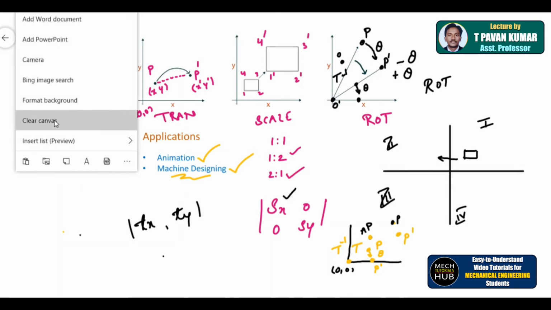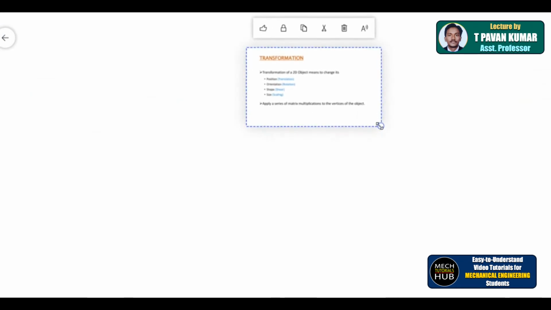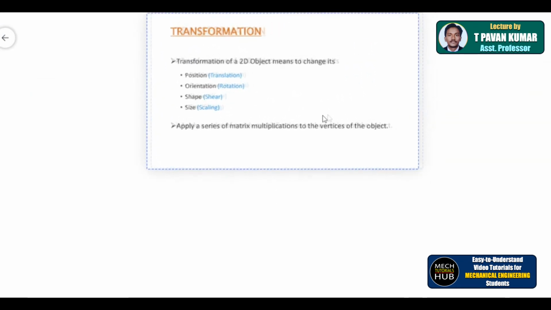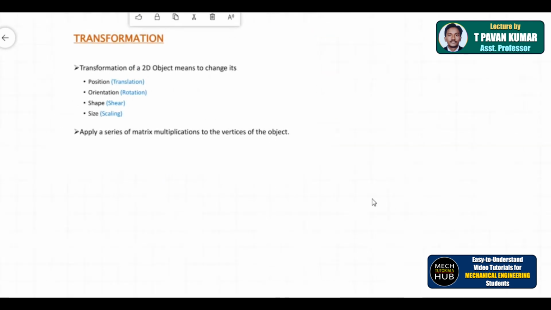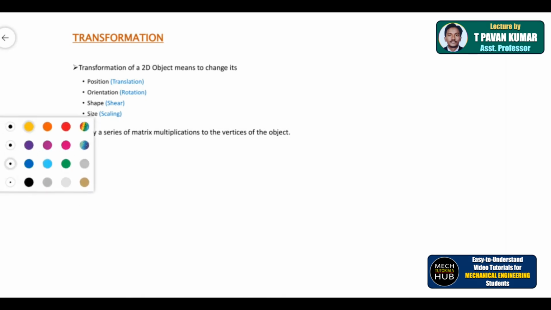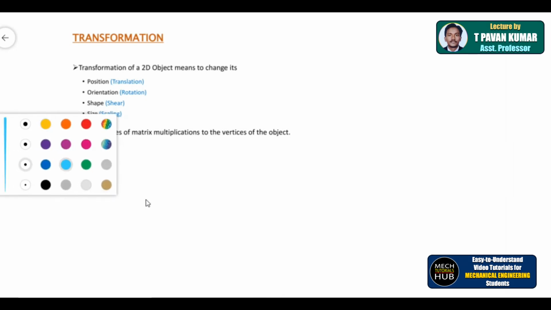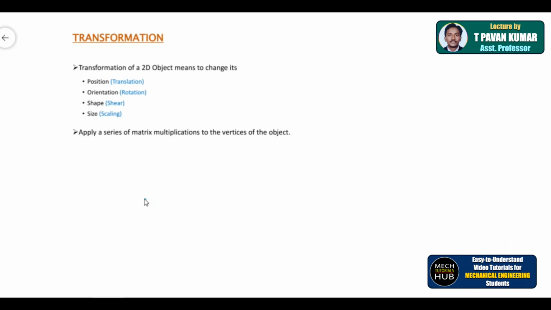I will just clear this slide and go with a new one. Next one is something. Alright, yes, you could see transformations. I try to place a simple explanation in front of you. Here you could see transformation of a 2D object means to change its, as I said in the beginning, position or translation, orientation or rotation, shape, shear or scaling.